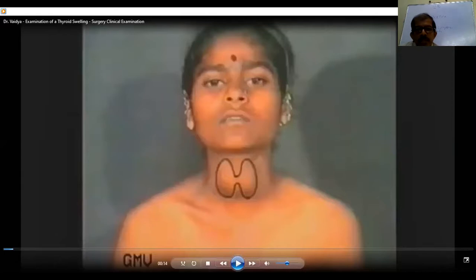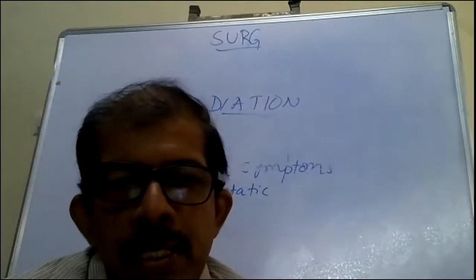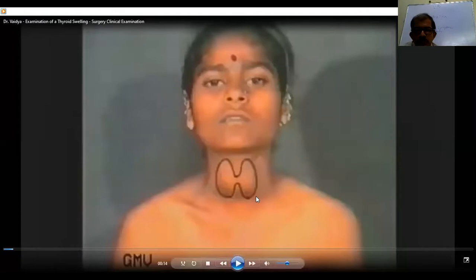So shape is important, then size is also important. Already I told you about the size. Then what is the position? What is the extent? So this is the position of thyroid and this is the extent. See here, the maximum extent will be just below the upper border of the thyroid cartilage, just below. There is actually a line there. From that line to the suprasternal notch there is some space. So this is the exact position of thyroid, right?